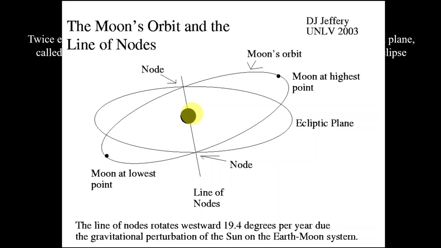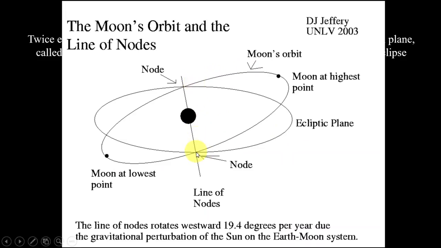This is not the sun. This is Earth. But this line is the ecliptic. This is just the path followed by the Earth around the sun. So when it coincides with that of the moon, the point where it coincides is called the node.